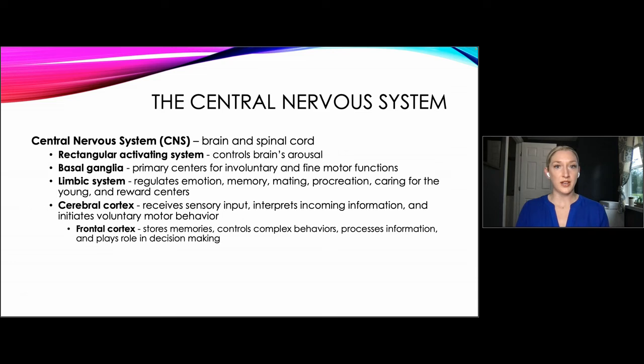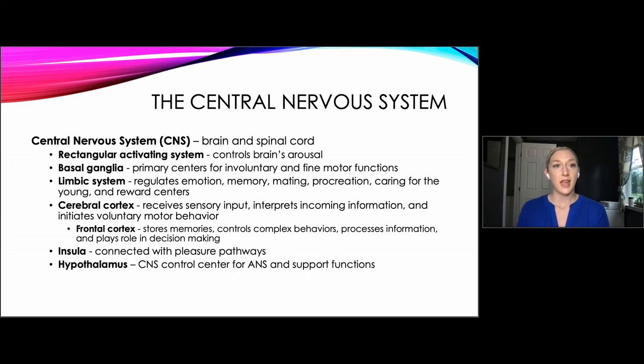You then have the frontal cortex, which is responsible for storing memories, controlling complex behaviors, processing information, and it also plays a very important role in decision making. The insula are connected with our pleasure pathways. These are located in the brain and they're important for one's motivation. So again, it could be related to the motivation to do drugs. And then the hypothalamus, which is the central nervous system's control center for the ANS and its support functions. It integrates information from many different places, and the support functions can include cardiovascular activity, hormone release, and even temperature and appetite regulation.